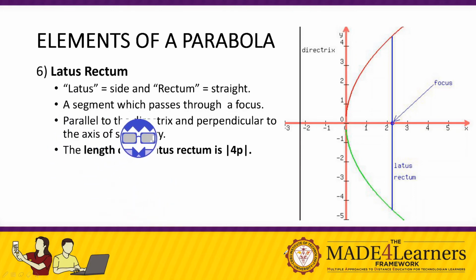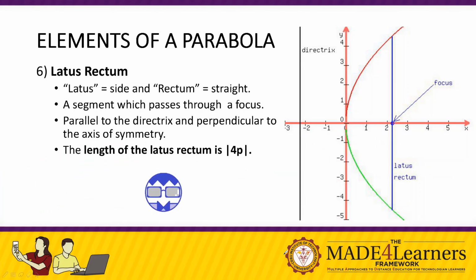Then it's a segment which passes through the focus. So this is actually the segment here, the blue segment here, that passes through the focus. It's parallel to the directrix. So the directrix is the black line here. Parallel, and it's perpendicular to the axis of symmetry. The axis of symmetry is the red line here, the horizontal red line, in our example here.